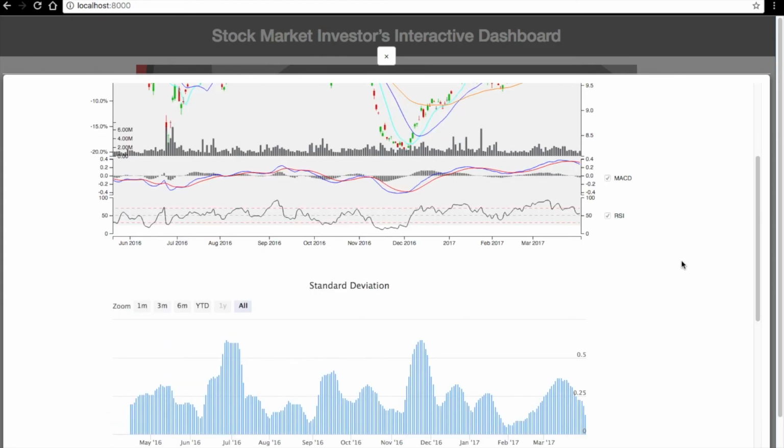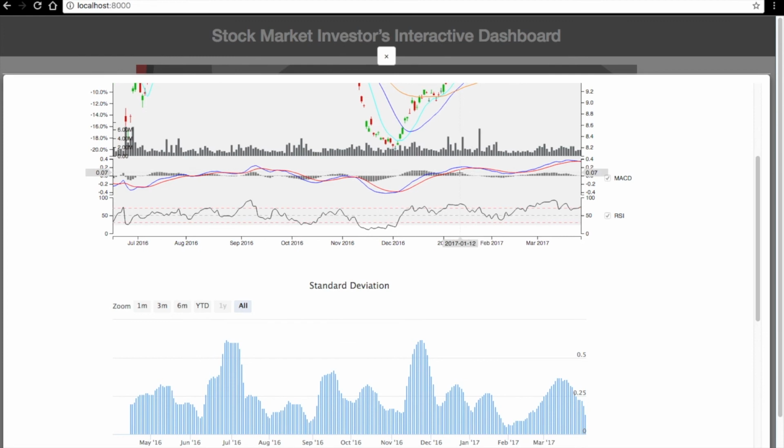The next indicator that we've added is moving average convergence divergence, which is over here. Now, MACD is a trend following momentum indicator that shows the relationship between two moving averages of prices. It is calculated by subtracting the 26 days exponential moving average from the 12 days exponential moving average. Now, in this indicator, the red line that we see here is the signal line, and the blue line that we see here is the MACD.